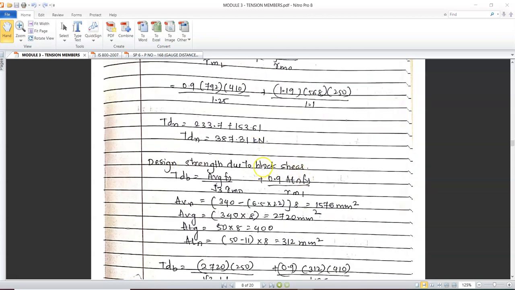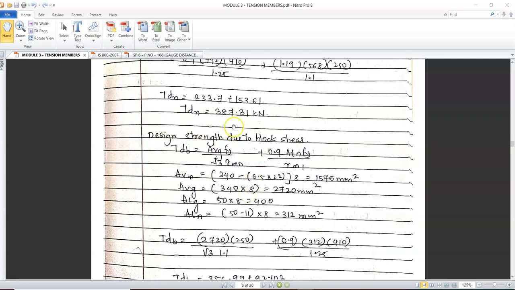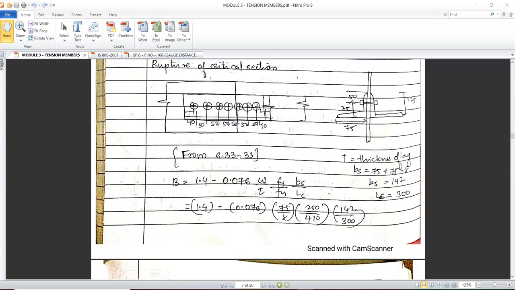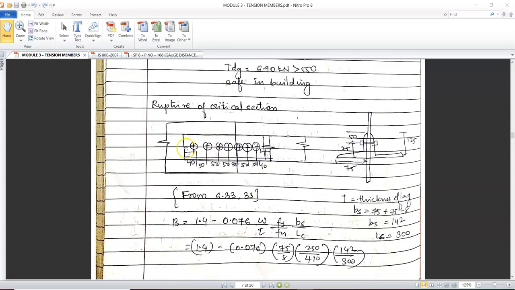Coming to the block shear. In the same way as rupture, the block shear is also calculated for a single angle. Before that, you have to mark the block shear pattern. Your block shear pattern will be from the edge of this plate along the bolt line till the center, and from the center to the toe of the angle.